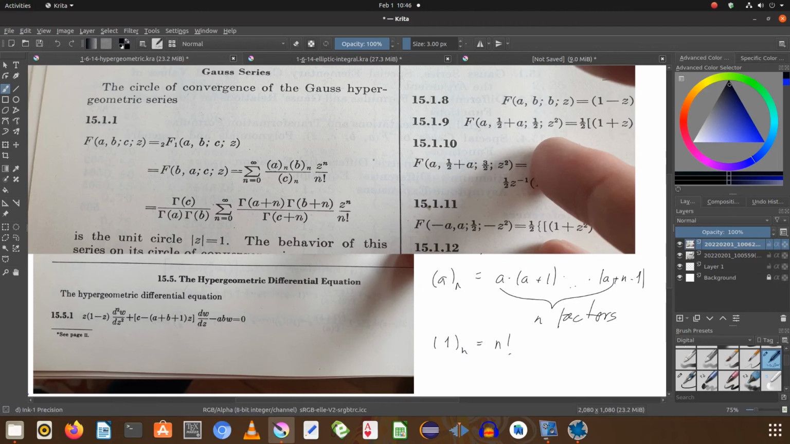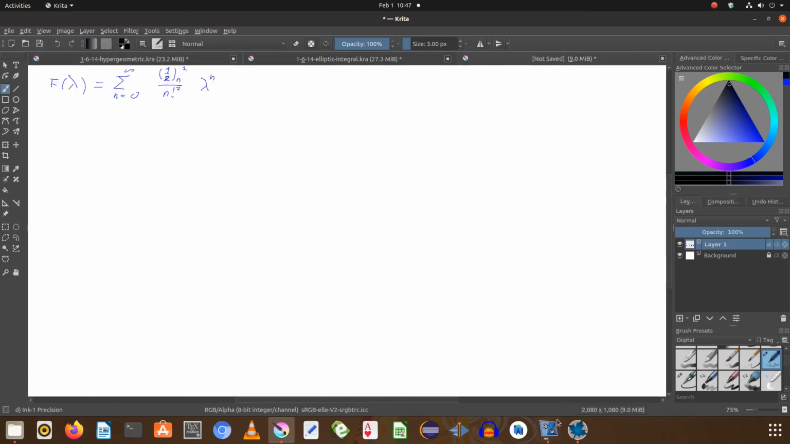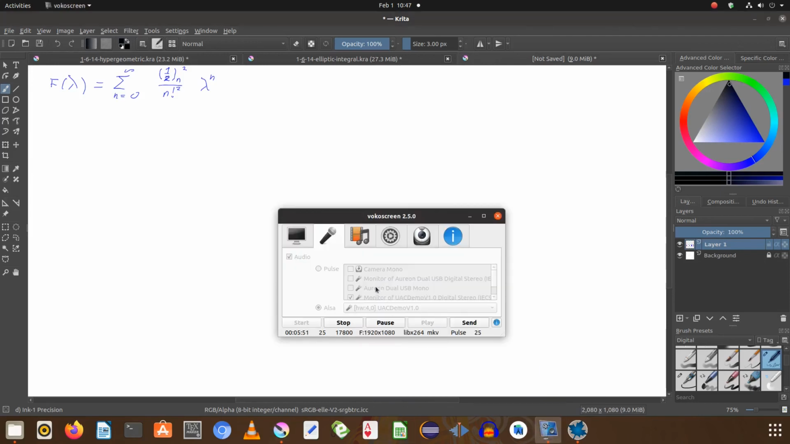All right. So that was the connection between the hypergeometric series and the series in the problem and the elliptic integral which we encountered. So let's see if we can get this guy.